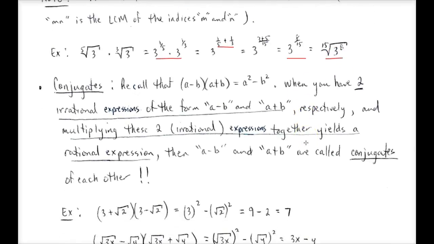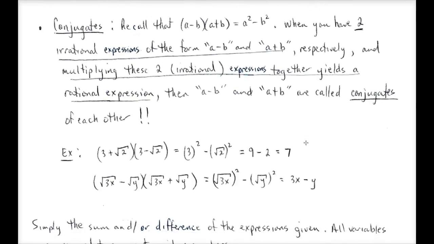Another thing that we want to touch on is conjugates. We recall that a minus b times a plus b, from whenever we deal with polynomials, and in particular quadratics, is going to be a squared minus b squared. So if we have two irrational expressions of the form a minus b and a plus b, then we can simply multiply these two expressions together by squaring a, squaring b, and then taking the difference of it.